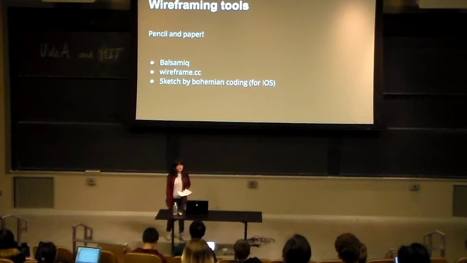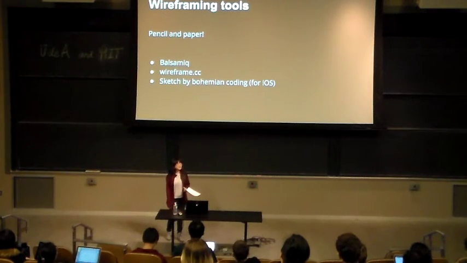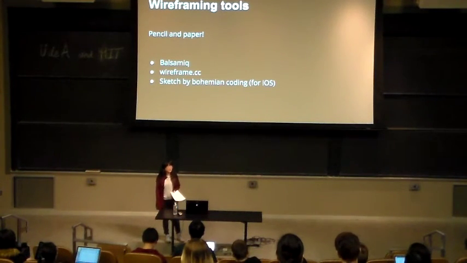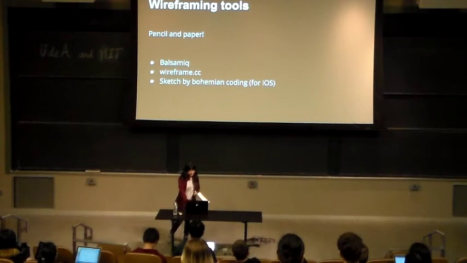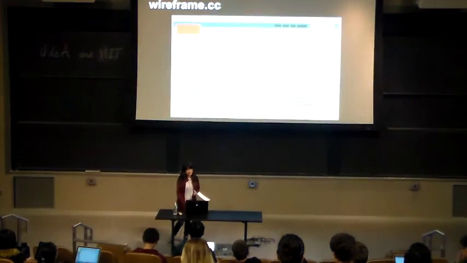So wireframing tools. You want to iterate quickly, so pencil and paper is what comes to mind first, obviously. This is accessible to anyone, and it's really easy to use. But if you're not so good at drawing, or you want a more high-tech solution, there are a lot of wireframing libraries out there. These are websites or apps that you can install on your computer. So like Balsamiq, wireframe.cc. You can basically just Google wireframing tool.